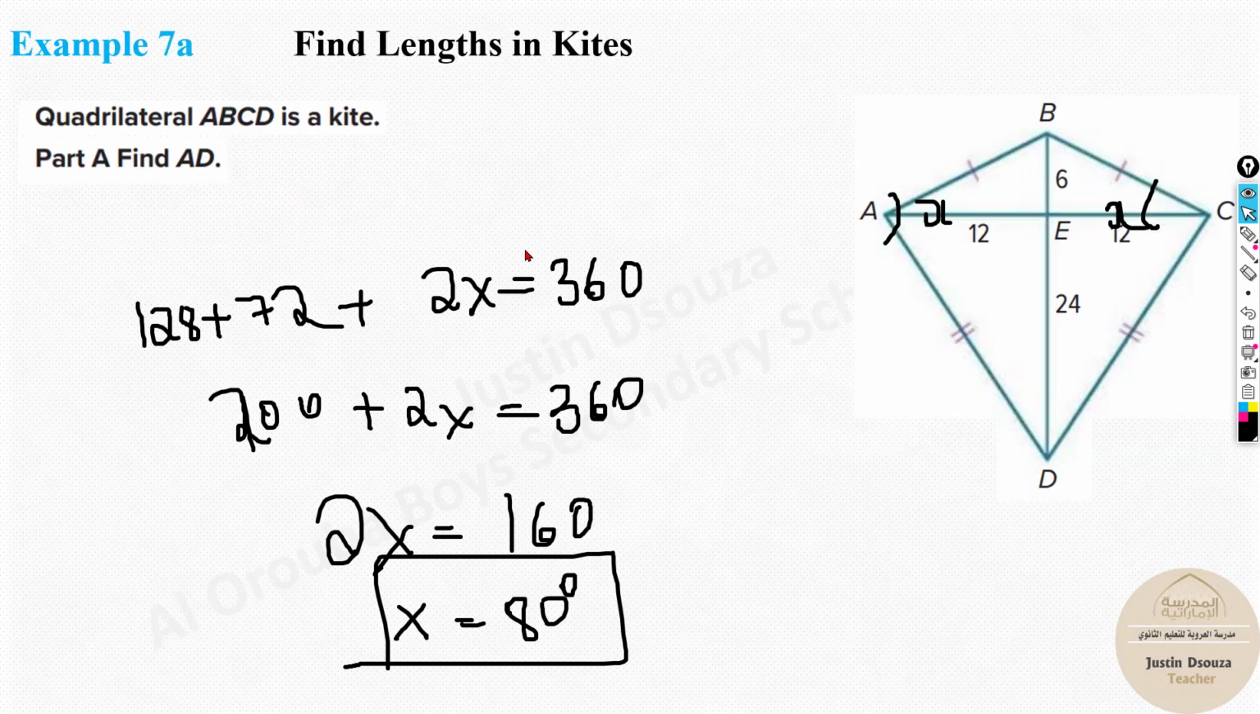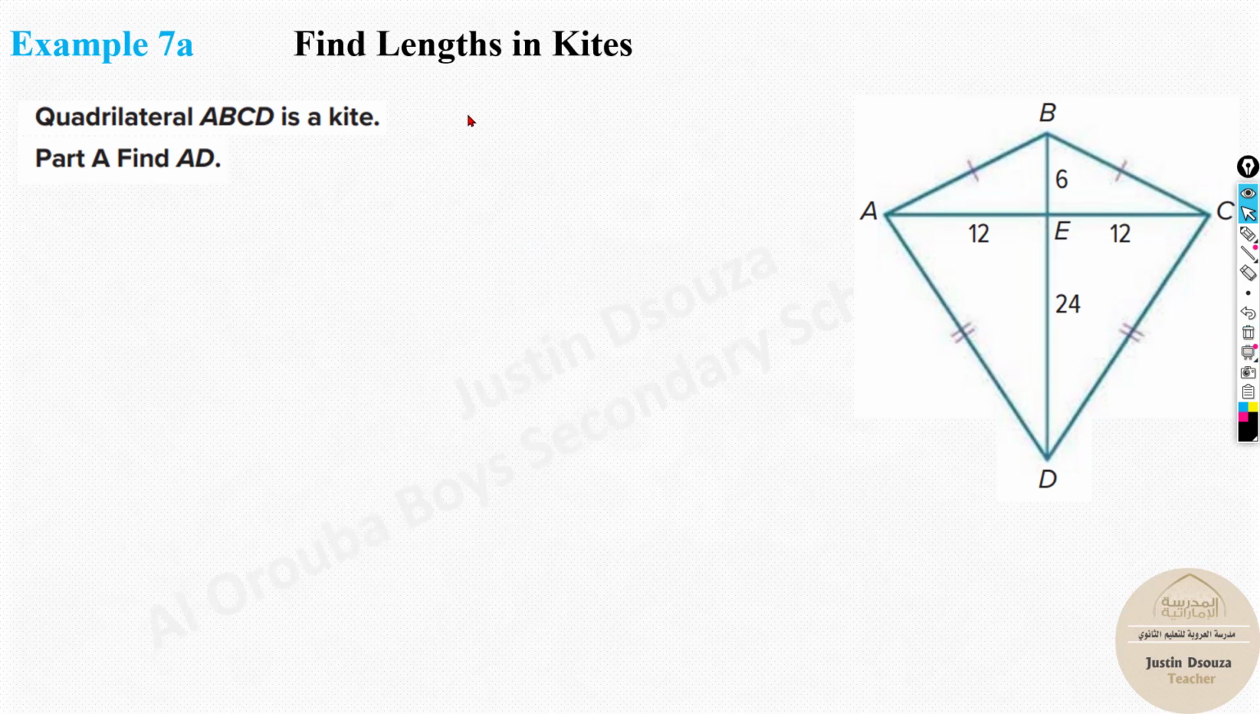Very simple, very straightforward. And we are going into the last type of problem. Find the lengths in kites. Now here you can see they have given you the diagonals of a kite, and they have given you the sides as well. They have told us this is a kite, and they're asking you AD. Where is AD? This length, how do you find it? Now look closely. This is 12, this is 12, this is 24. ED is 24.